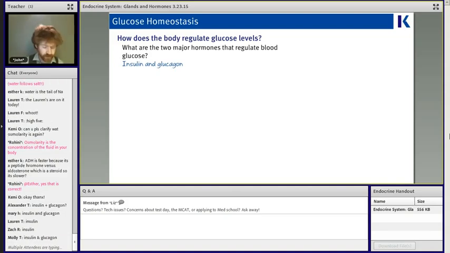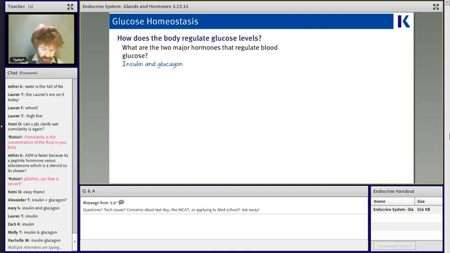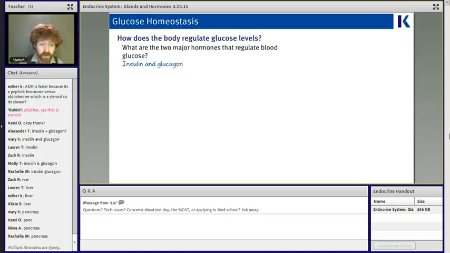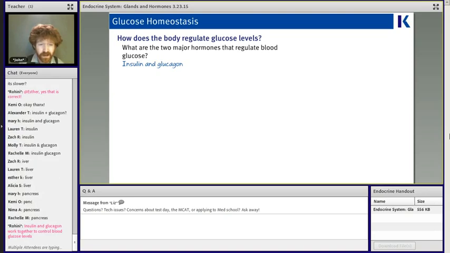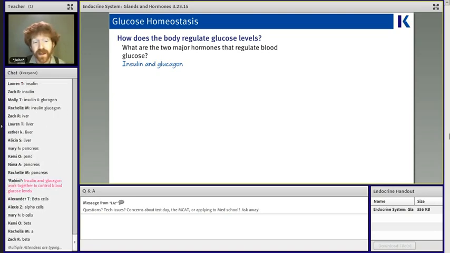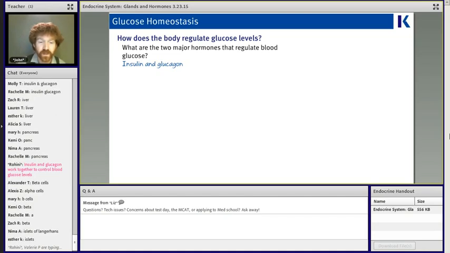And where are they released from, once again? The pancreas. Let's get a bit more specific. You are totally right, Mary. So specifically, what part of the pancreas are we talking about? Yeah, different types of cells in your islets of Langerhans. So which one does which?